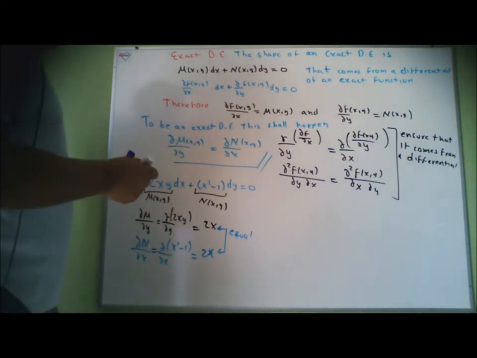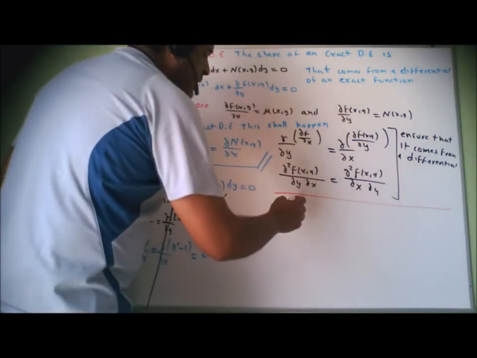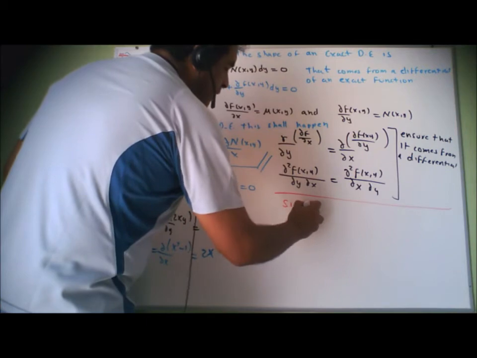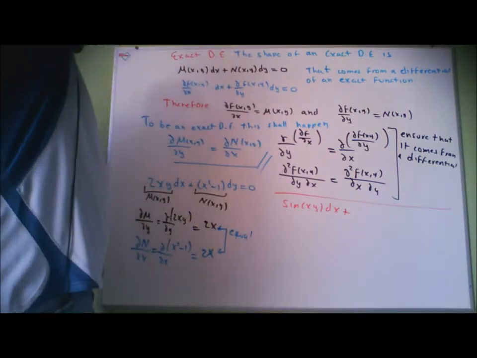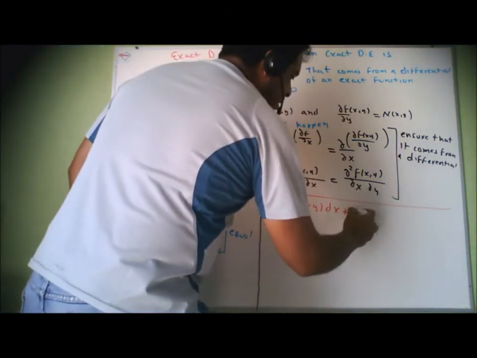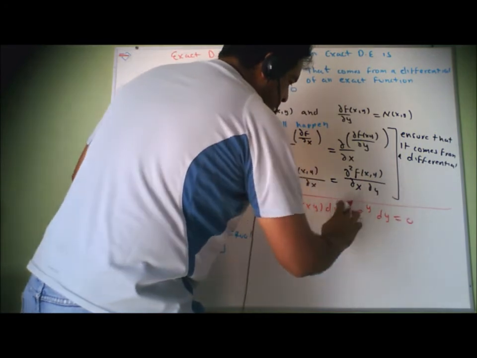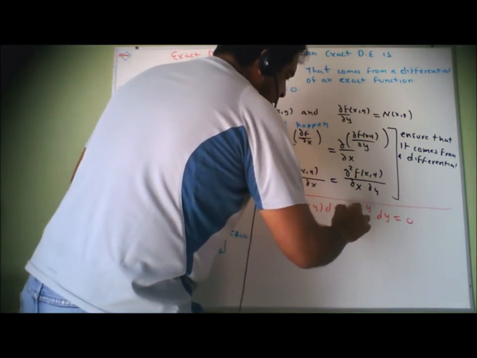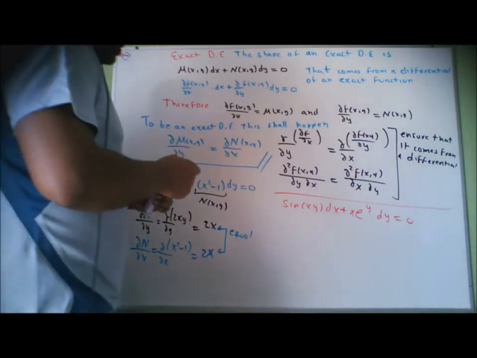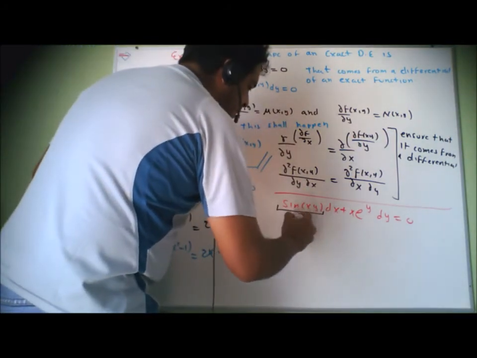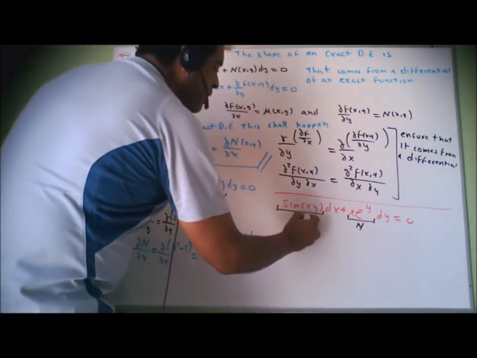I'm going to make up another exact differential equation. Okay, let's say that you have the sine of xy differential of x plus, let's say you have exponential x exponential y differential of y equal to 0. I just made up that problem. Okay, according to that, this is my M and this is my N, alright, of two variables.